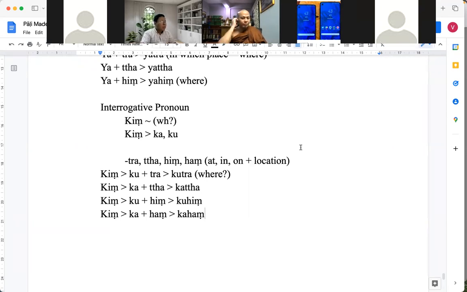Okay, raise your question. Sarah: Kutra, kuhim, kuhem, these three words, what is the meaning of the interrogative of the relative pronoun? Interrogative, the same as the first. Okay, thank you, Sarah. Okay.